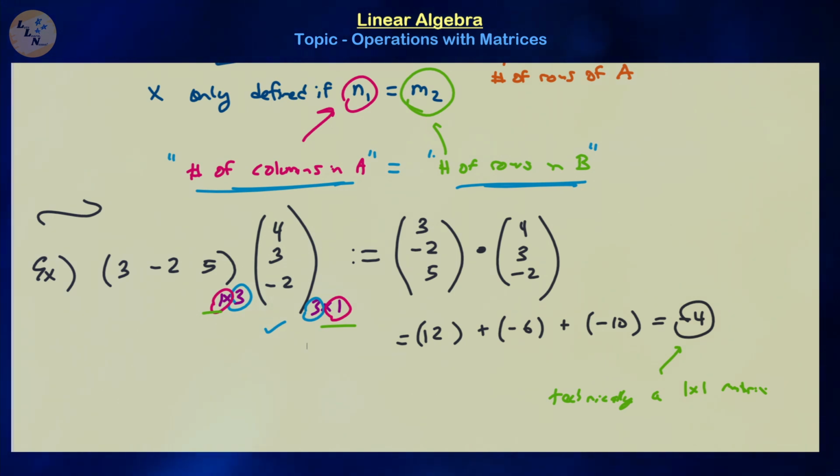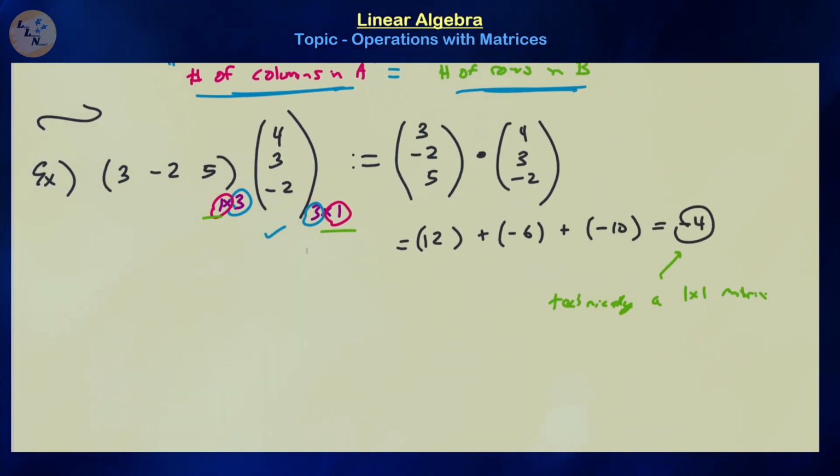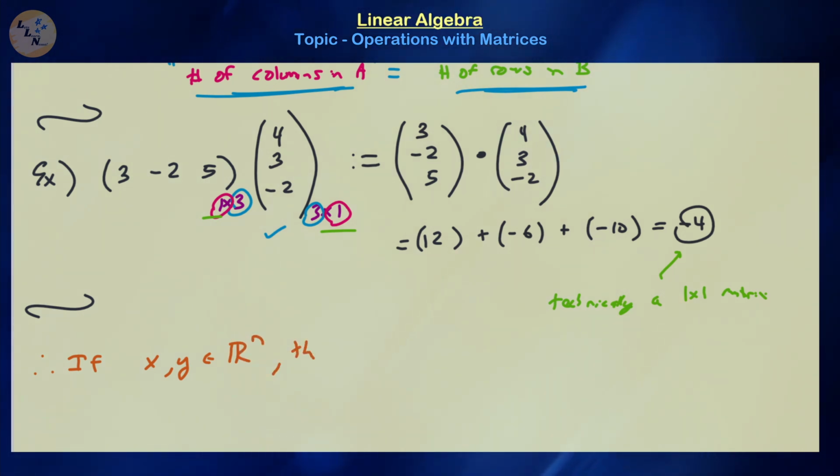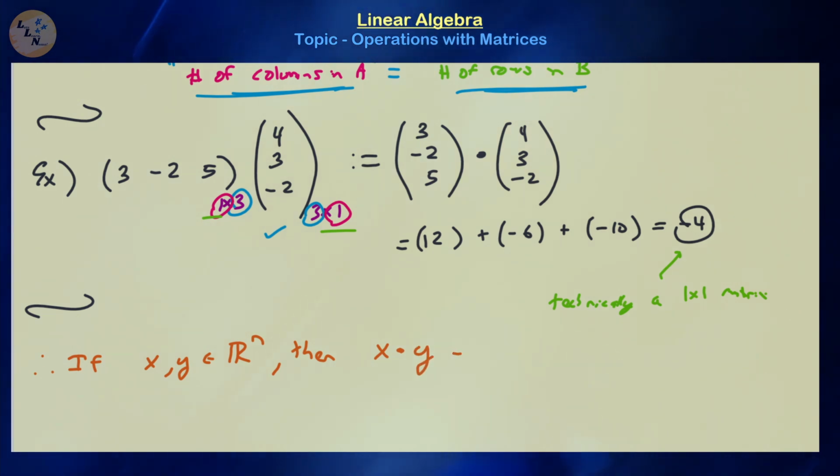So what exactly is this particular thing? So technically, if we take this as our definition, then we have a nice little corollary. So therefore, if x and y both belong to Rn, then the dot product of these two vectors is actually equal to the transpose of x times y.